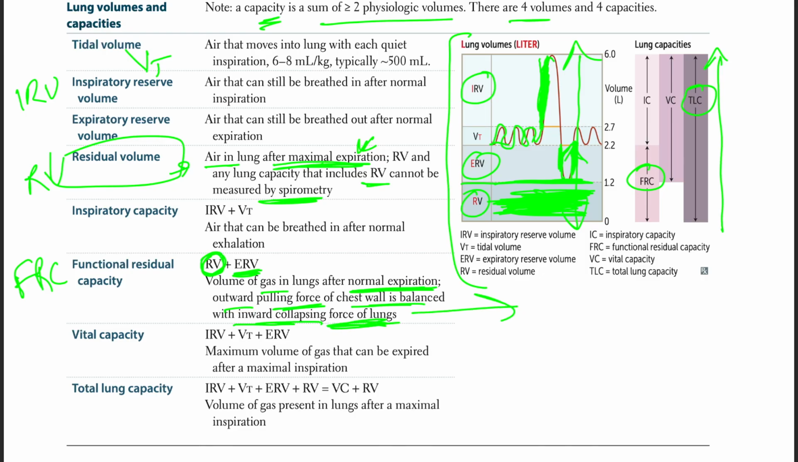What are they talking about here? It's more defined on the next page. So FRC, just know what FRC is, which is RV plus ERV. Simple.